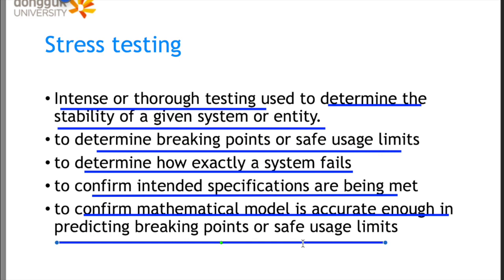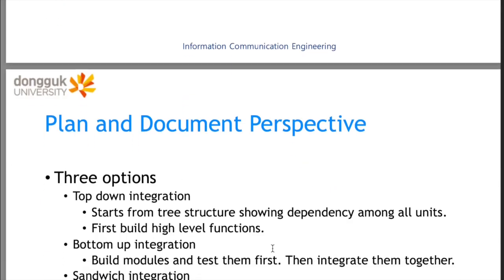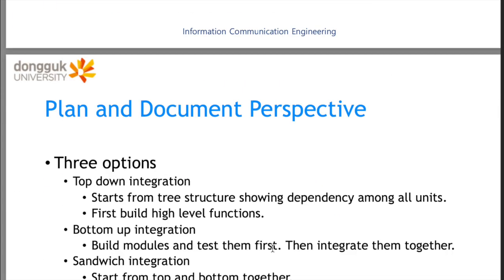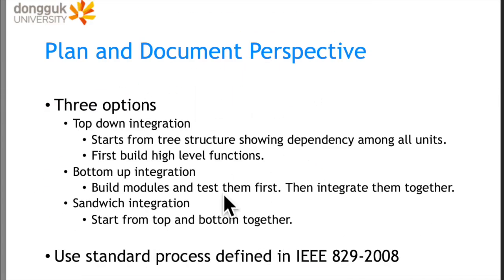So if your server is perfectly designed, then maybe your server will run okay even though 100 users are trying to access it. But if your server has some kind of breakpoint, then the server fails. The server crashes if many users access your server at the same time. So that is about testing a system in harsh conditions. That is called stress testing. So that is it in terms of formal methods and the plan document perspective.